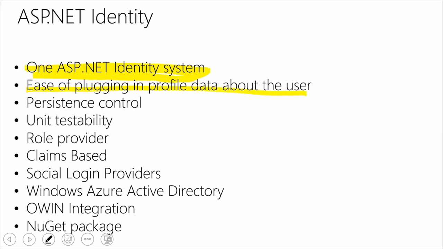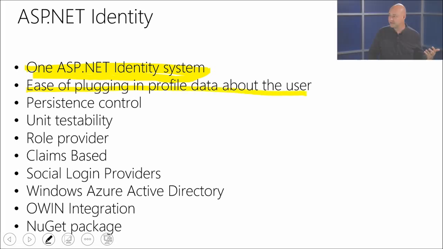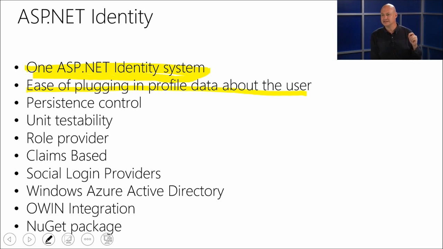Easy to plug in profile data. If you ever tried to plug in profile data to the membership providers, you wish you hadn't. It was hard work, and it stored all the information inside these kind of blobs in the database, and it was really tricky to get at them. Persistence control, meaning you can store the data wherever you want. Unit tests. And like I said, it works with both roles and claims.